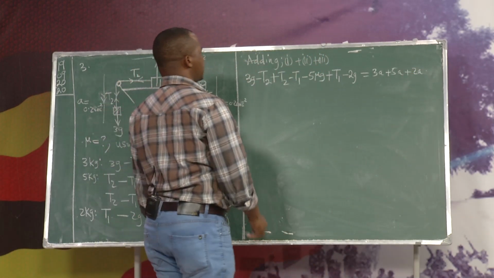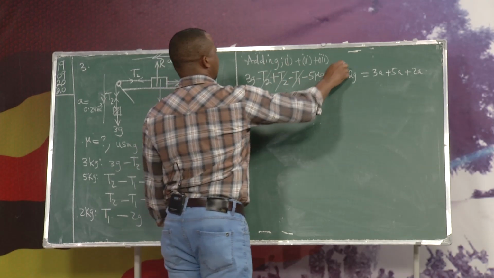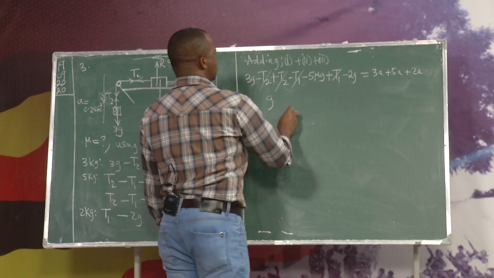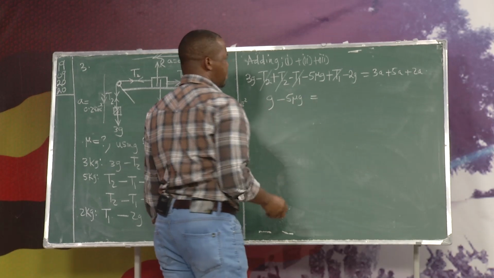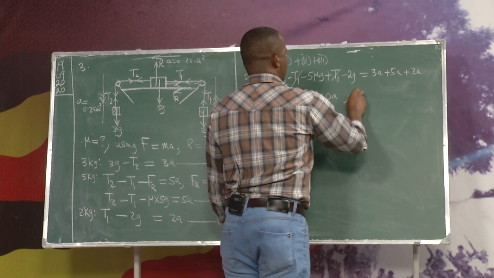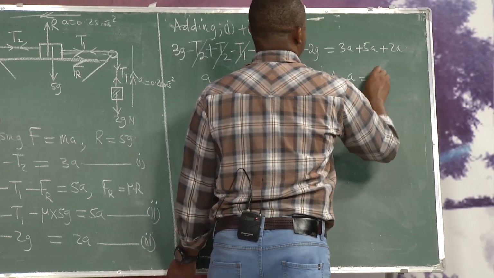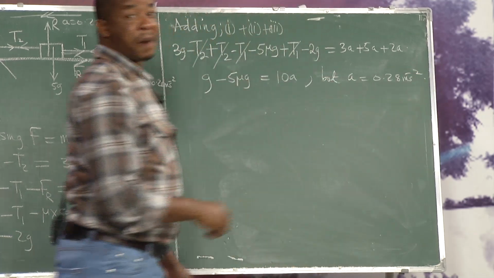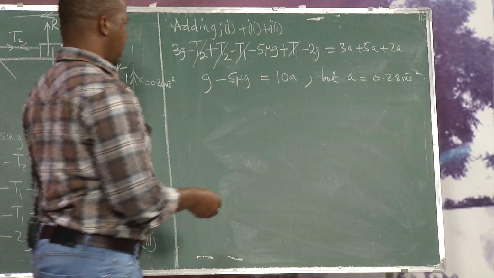Why I said all these forces will cancel: you notice this cancels, the additive inverses, and this cancels. So I have g from 3 and 2 minus 5 mu g being equal to 10a. But my a is known. But a is 0.28. So I'll feed in my a and look for mu. That's why I was telling you that this is a short number.